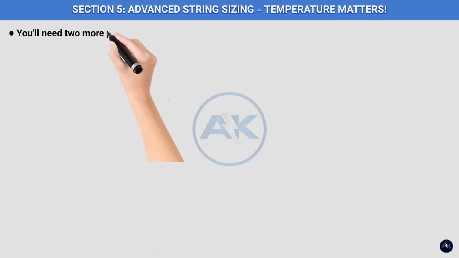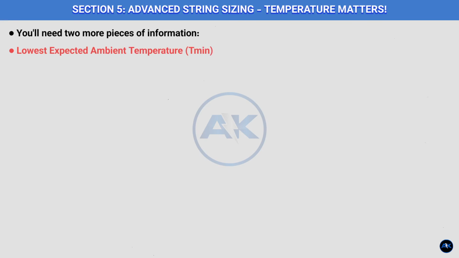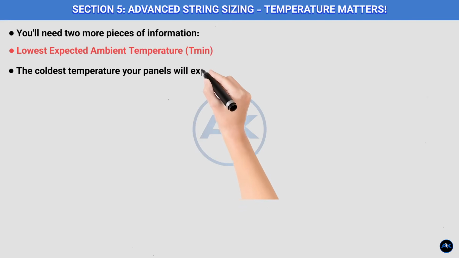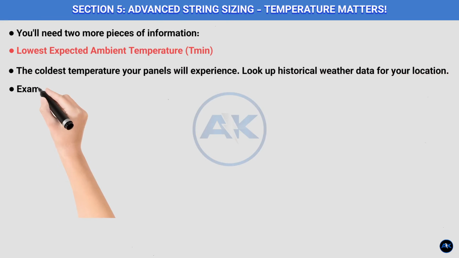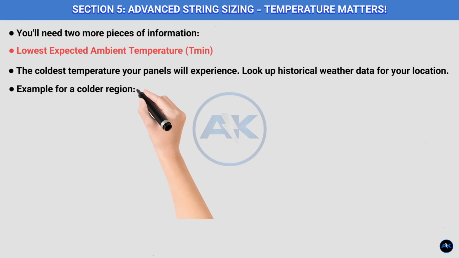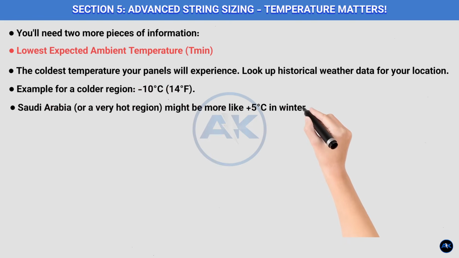You'll need 2 more pieces of information. Lowest expected ambient temperature, Tmin: the coldest temperature your panels will experience. Look up historical weather data for your location. Example for a colder region: minus 10 degrees Celsius, 14 degrees Fahrenheit. Example for Saudi Arabia or a very hot region might be more like plus 5 degrees Celsius in winter.